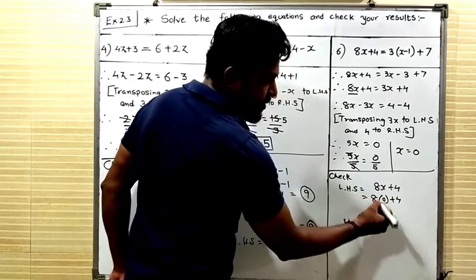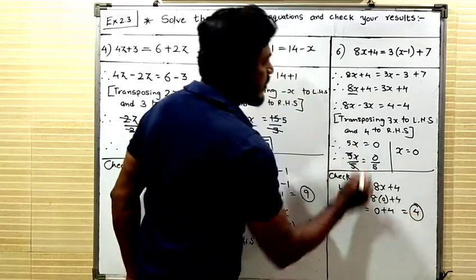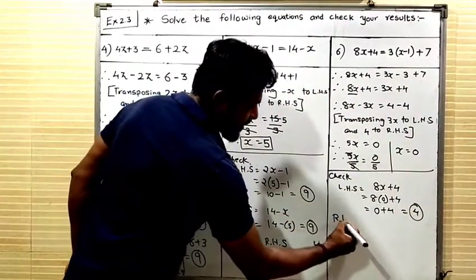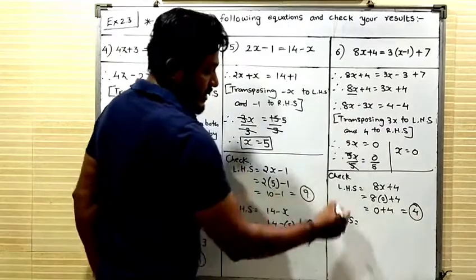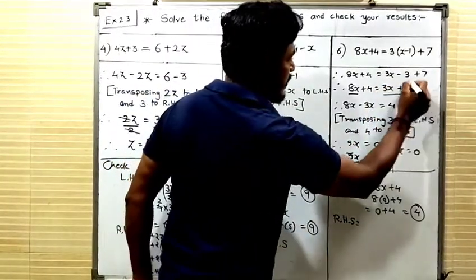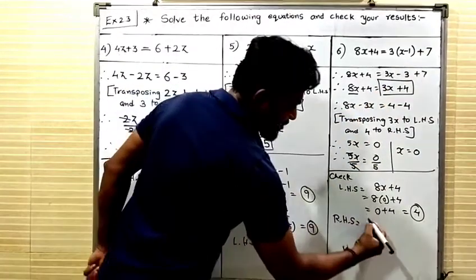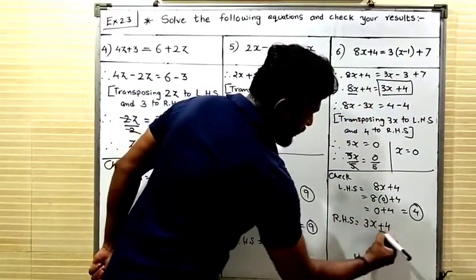Anything multiplied by 0 is 0 only. That is 0 plus 4 gives 4. Now check your right hand side. After resolving the bracket, our right hand value is this. So write down 3x plus 4.